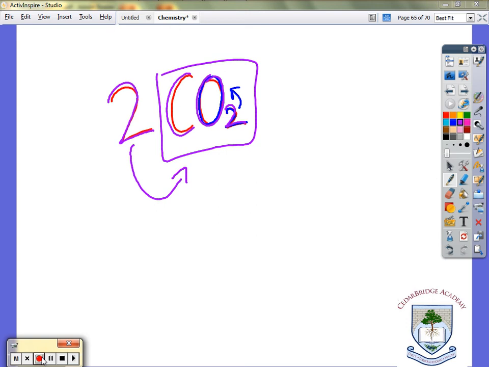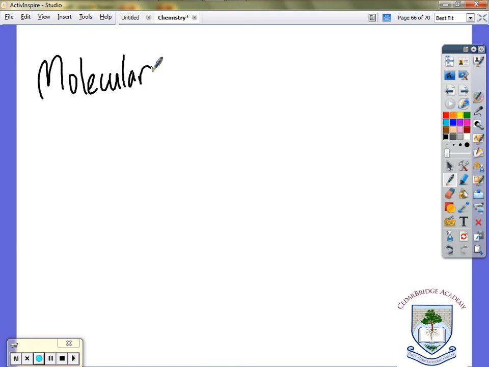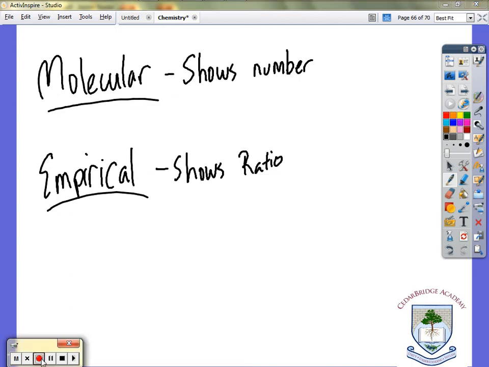Okay, last point. Molecular versus empirical. So your molecular formula and your empirical formula. Alright, so there is a definition in the syllabus, I'm guessing. So the easy way to remember, molecular shows the number of everything there. The empirical shows you the ratio.